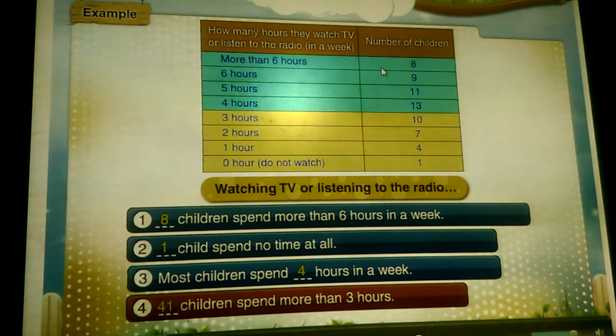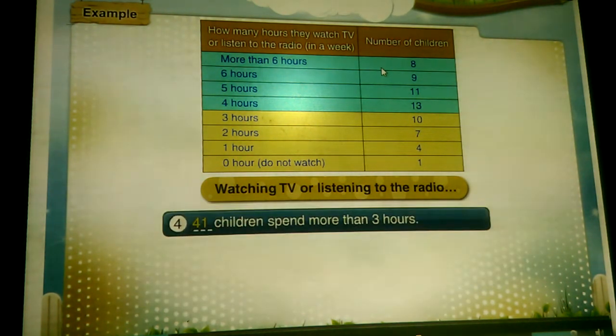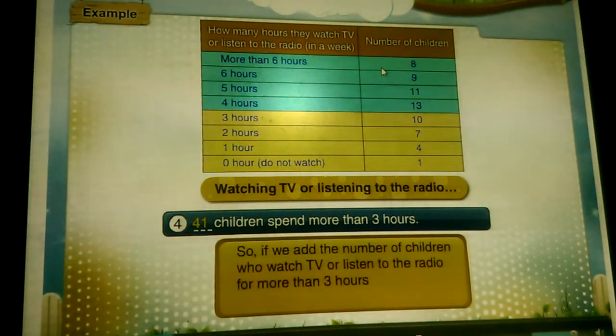How did we get this answer? 41. Let's understand. More than 3 hours means 4 hours, 5 hours, 6 hours and more than 6 hours. So, if we add the number of children who watch TV or listen to the radio for more than 3 hours, that is 13 plus 11 plus 9 plus 8, we get the answer 41.